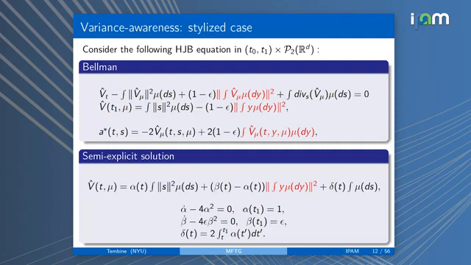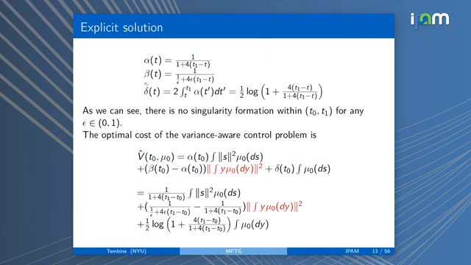So here I say semi-explicit because I didn't solve the ODE. Now in the next slide, I solve the ODE, and when I solve the ODE, I get this structure here. T is between T naught and T1, where T1 is the terminal time. And you could see that there is no blow up in alpha, no blow up in beta either, because epsilon is positive, right? So there is no blow up in alpha, no blow up in beta, and delta is just integration.